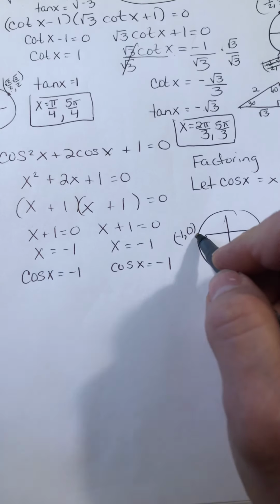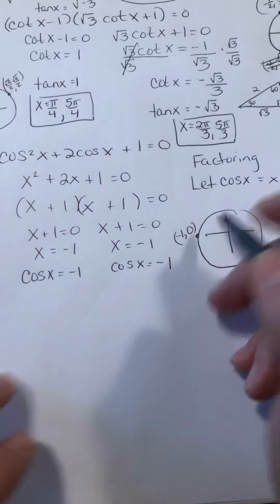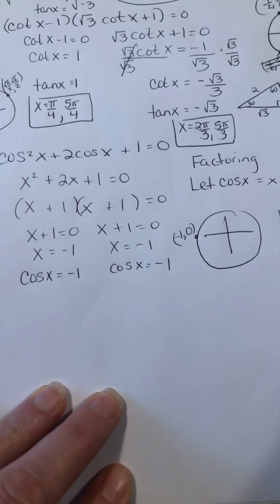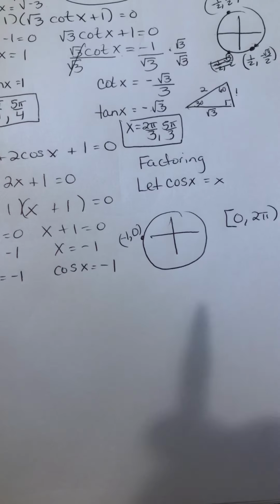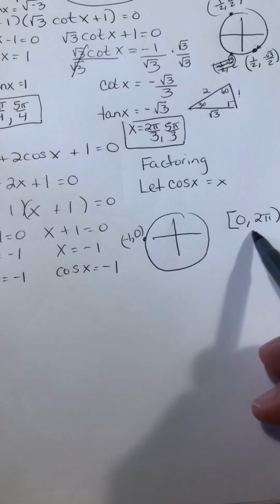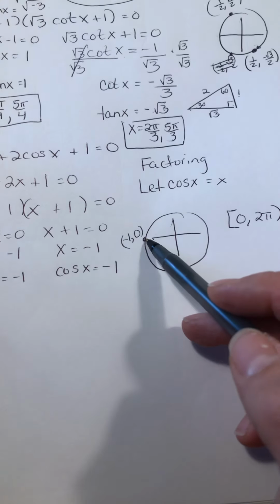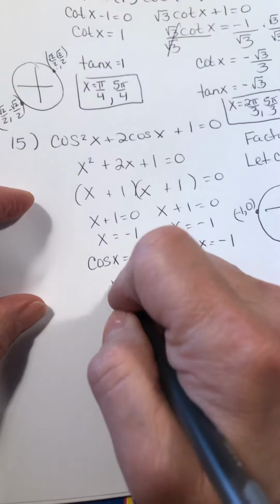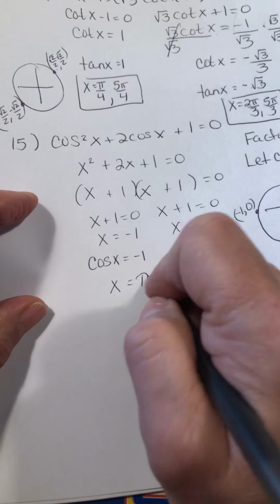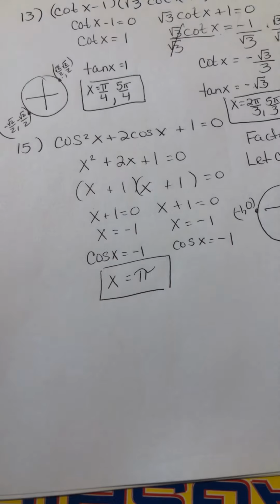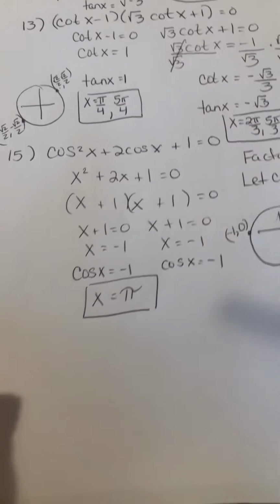So if we think about our interval, and still between 0 and 2 pi, not including the 2 pi, so our interval is between 0 and 2 pi, inclusive on the 0. This is at pi over here, or 180 degrees. So we have x equals pi radians, and that's going to be the answer to this particular question for that angle. So we're going to try one more.